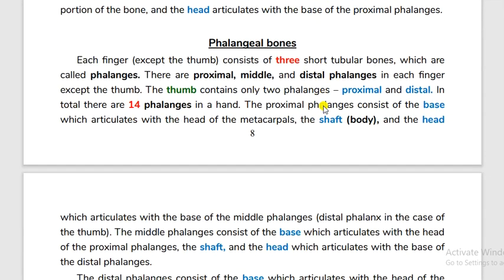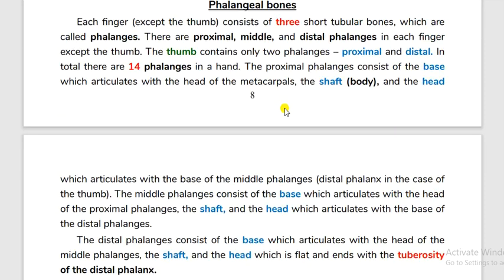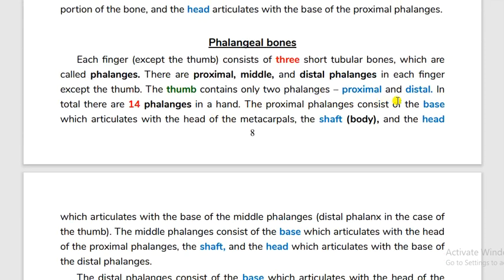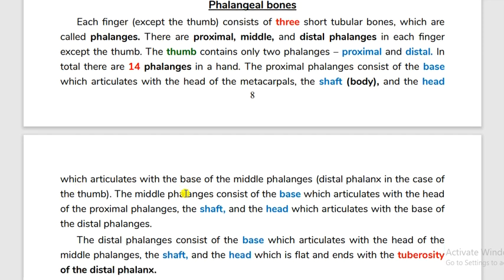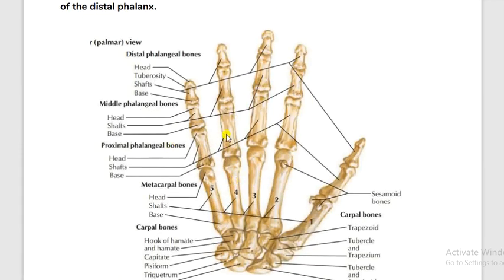And the phalanges are tubular bones. They look like tubes also. Now, the proximal phalanges consist of the base, which articulates with the head of the metacarpals, the shaft, which is also known as the body, and the head, which articulates with the base of the middle phalanges, and it is the distal phalanx in the case of the thumb.